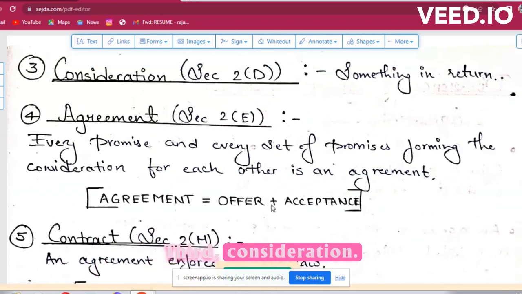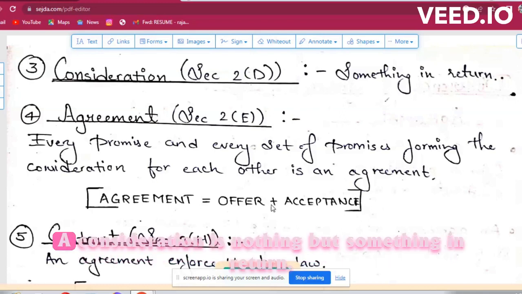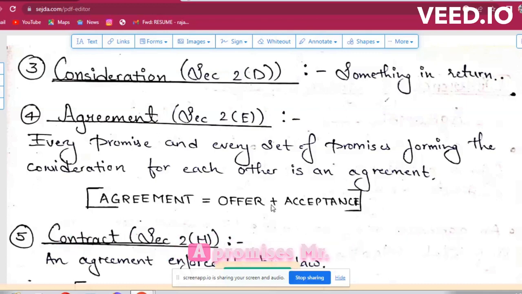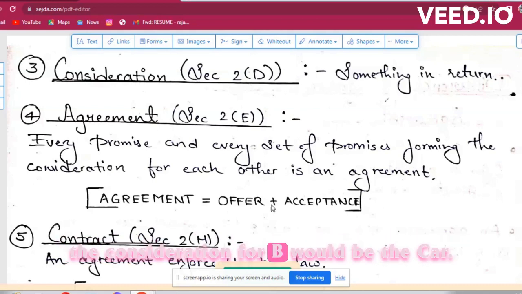Third, consideration. It is given under Section 2, subsection D of the Indian Contract Act. A consideration is nothing but something in return. For example, if Mr. A promises Mr. B to sell his car for, say, rupees 5,000, then the consideration for A will be rupees 5,000 and the consideration for B would be the car. So both the parties would get the benefit of something or the other. Consideration is not necessarily in cash only, it can be in cash or kind or even a promise.